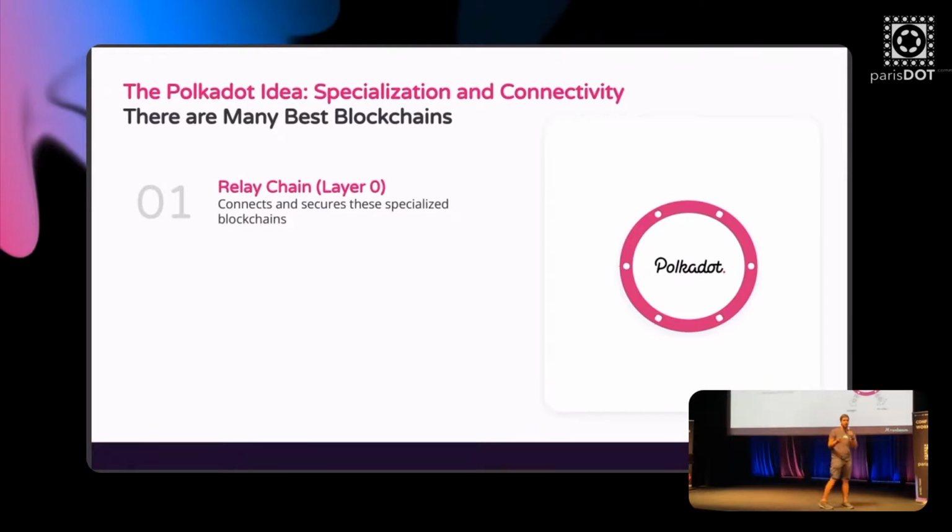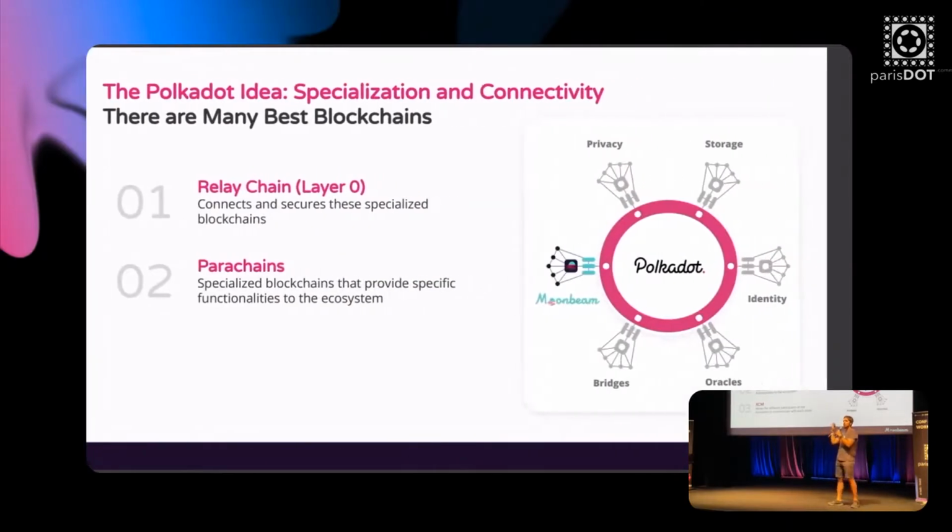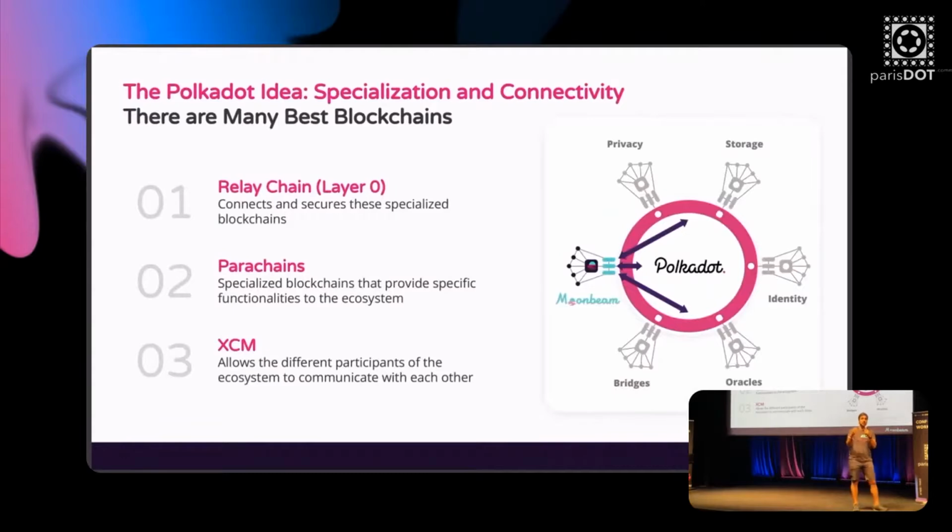And the blockchains that connect to Polkadot are called parachains, and they're specialized blockchains that provide specific functionalities to the ecosystem. So I don't know if you guys know, but in Polkadot, you cannot really develop. As an app developer, you cannot really build on top of Polkadot, right? You can only stake and do governance. And so that is why Polkadot has these specialized parachains or blockchains, because each parachain will provide a specific function to the ecosystem. And last but not least, XCM is basically the technology that allows all these participants in the ecosystem to interact with each other.